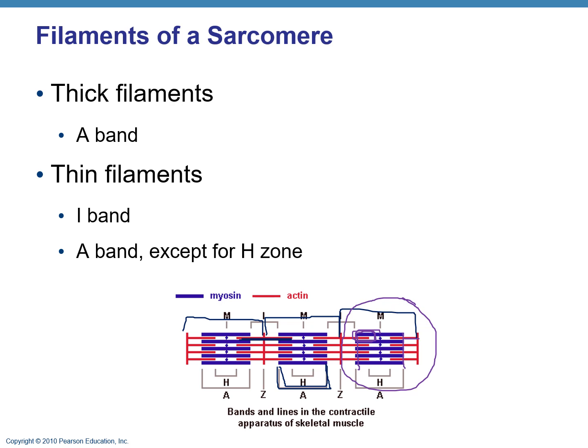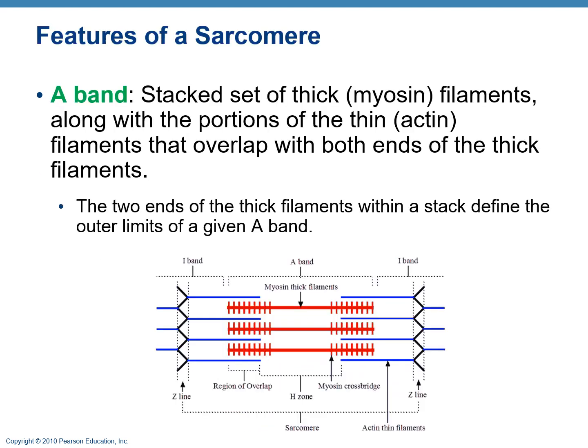Okay, so we have that thin filament, and we're going to go over these bands over and over again. The A band is where there is an overlap of thick and thin, except for this area in the middle known as the H zone. That's where there's just the thick myosin. So the A band is the stacked set of thick or myosin filaments along with the portions of the thin or actin filaments that overlap with them. So the two ends of the thick filaments within a stack define one given A band.